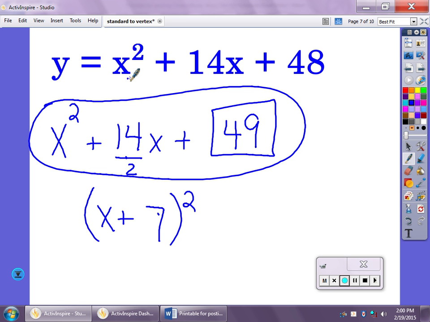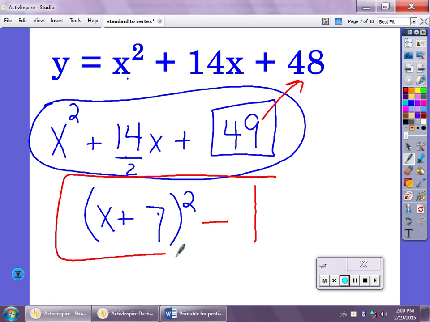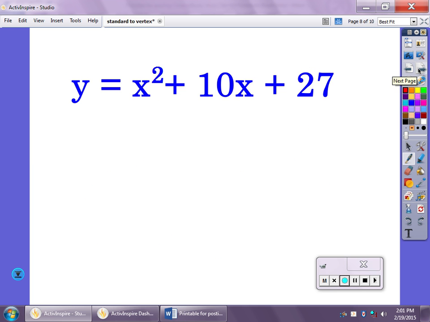I want x squared plus 14x plus 48. So I need to look at how do I get from 49 to 48? I do that by subtracting 1. So this would be my vertex form for this equation. Okay, that might have seemed a little fast, so we're going to do it again. If you are really good at completing the square, this method is a little bit easier than drawing the algebra tiles.